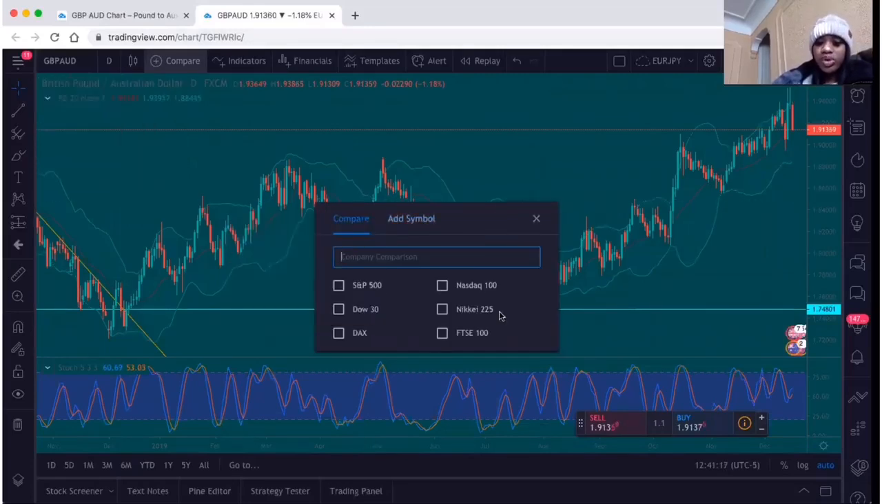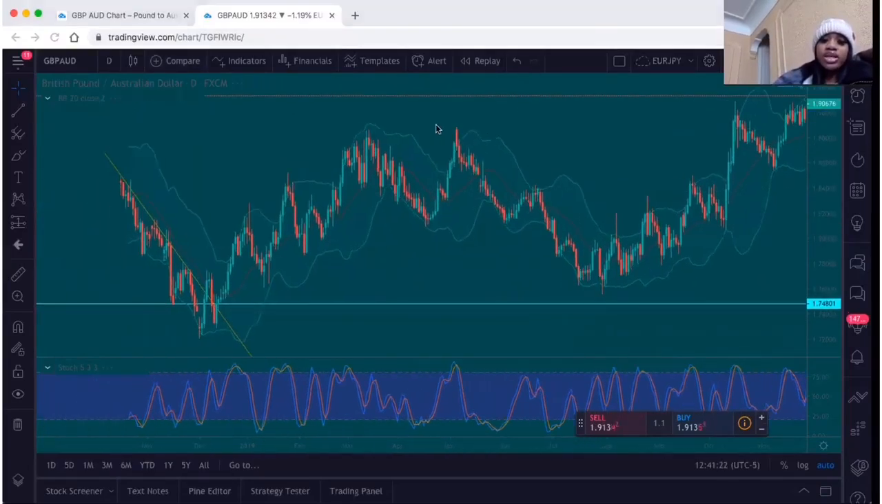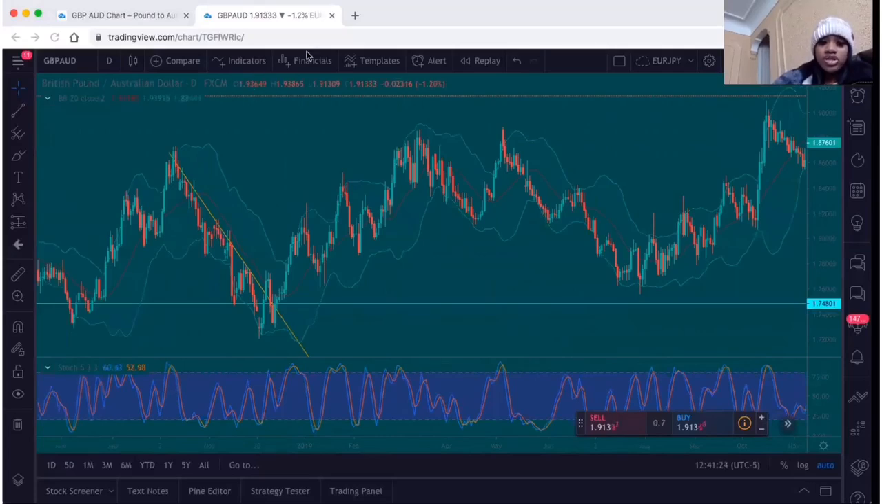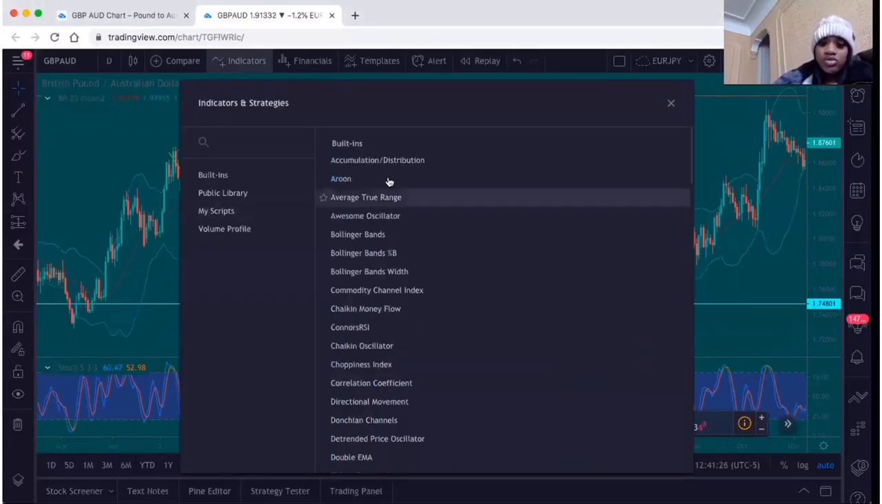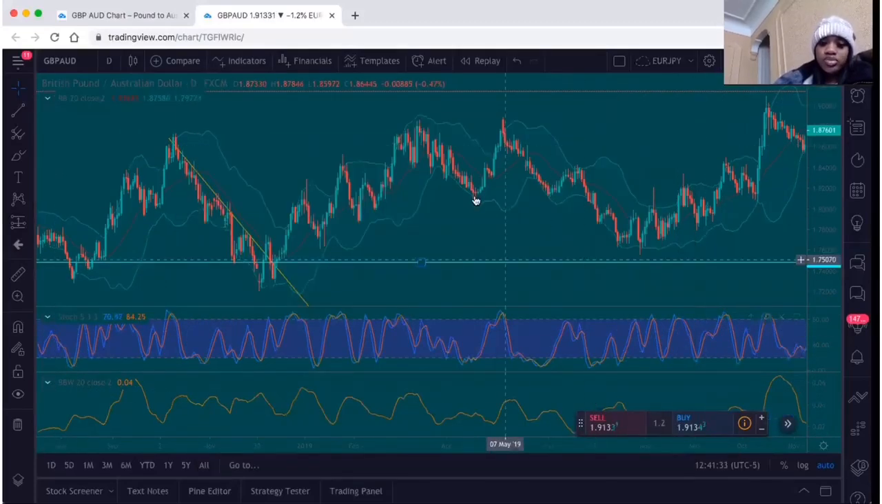Compare. So you could put another chart next to that chart and compare if it's correlated, and correlating things is something that I went over in my last video. So yeah, if you want to put another chart, indicators, like I already said, you search any indicator. Let's just say Bollinger Bands, and it's going to pull up Bollinger Bands width. It's going to pull it up and let you look at it. But I want to go out of this because it's in my way, kind of.